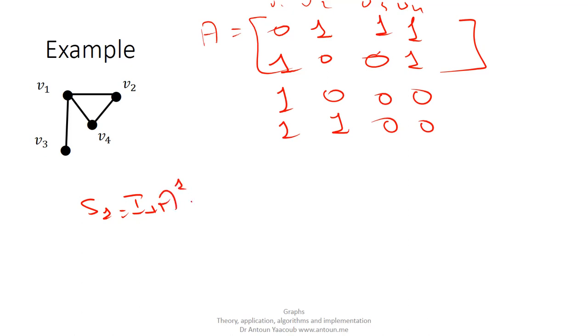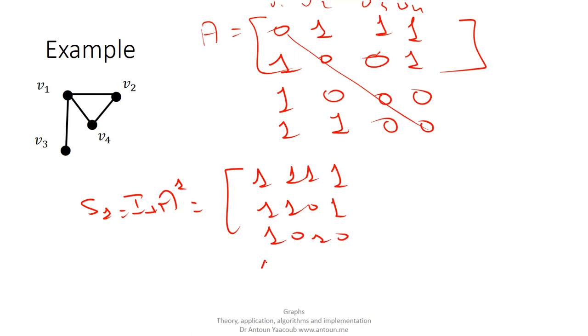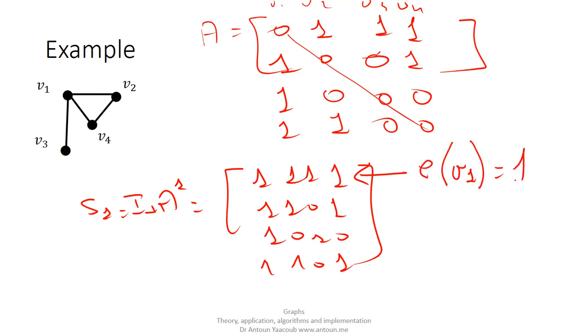So S1 is equal to I plus A of 1. It's equal to I, so I will add 1 to the diagonal directly. So it's equal to 1, 1, 1, 1, 1, 1, 0, 1, 1, 0, 1, 0, 1, 1, 0, 1. I will look over all these rows. I will see that in the first row all values are different than 0, so I can say that the eccentricity of v1 is equal to 1.